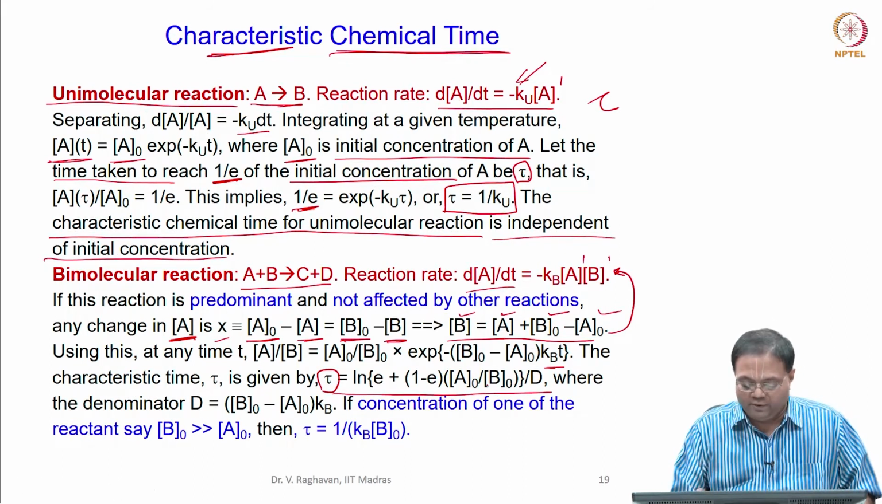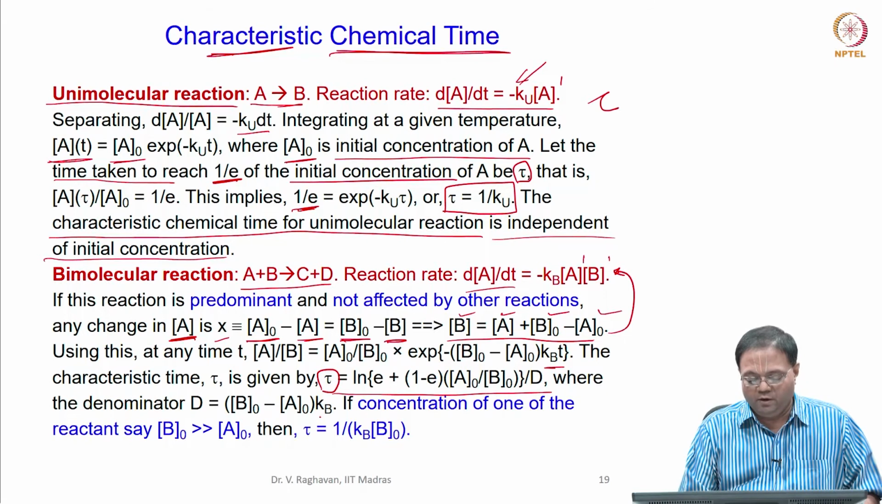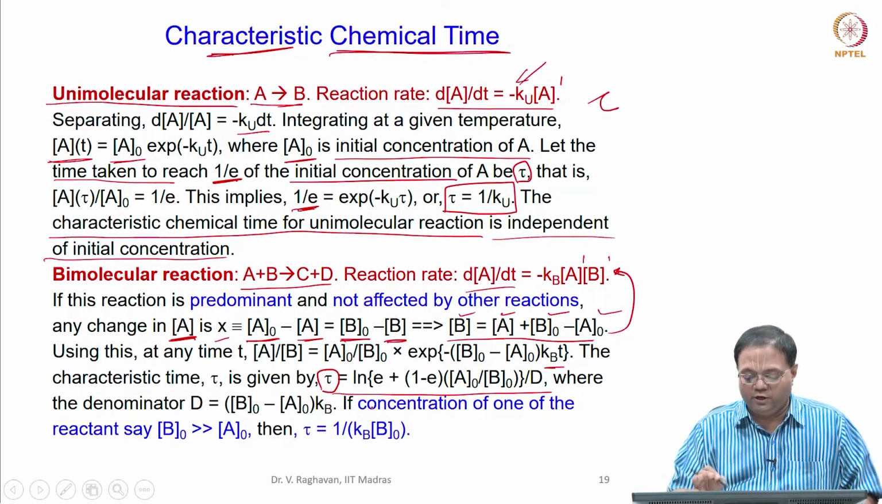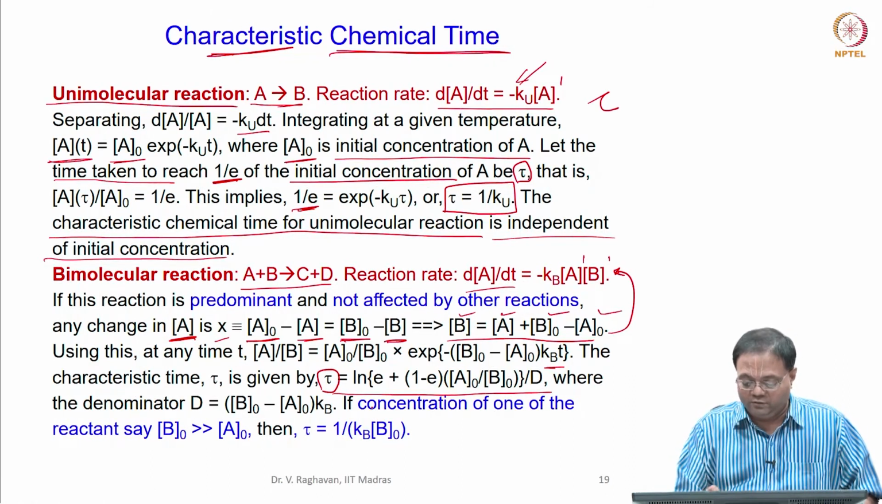Now here the denominator is (B naught minus A naught) into Kb. So, this is the equation. You can just work it out, it is very simple separation and integration. You just work it out, then you get this value.